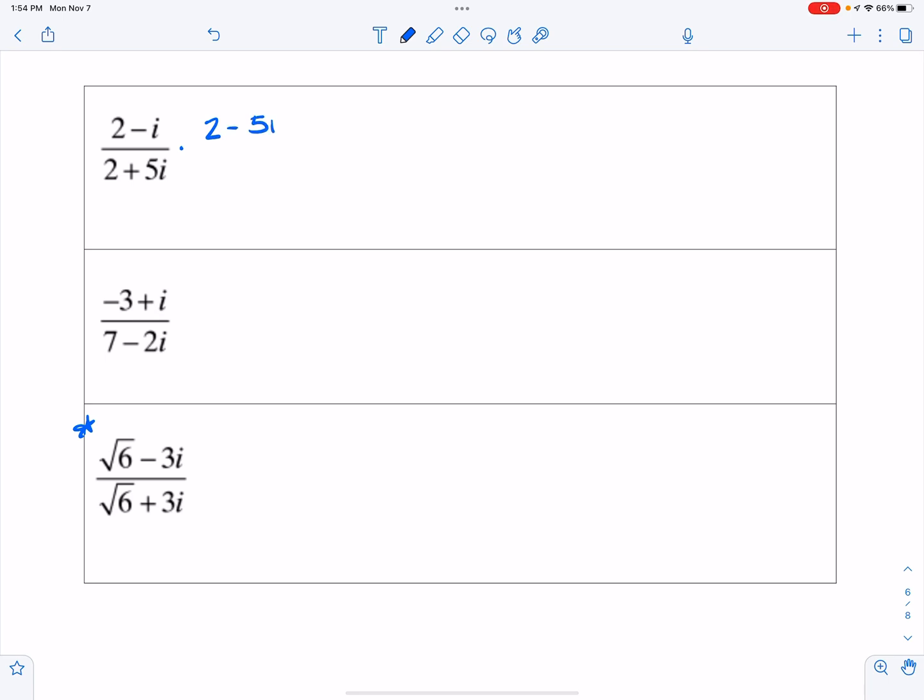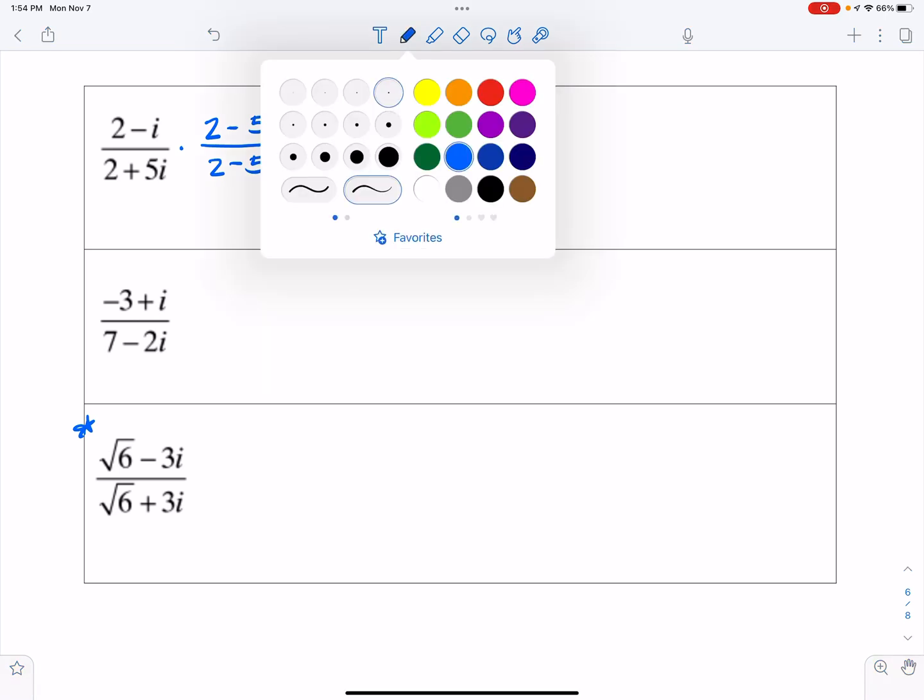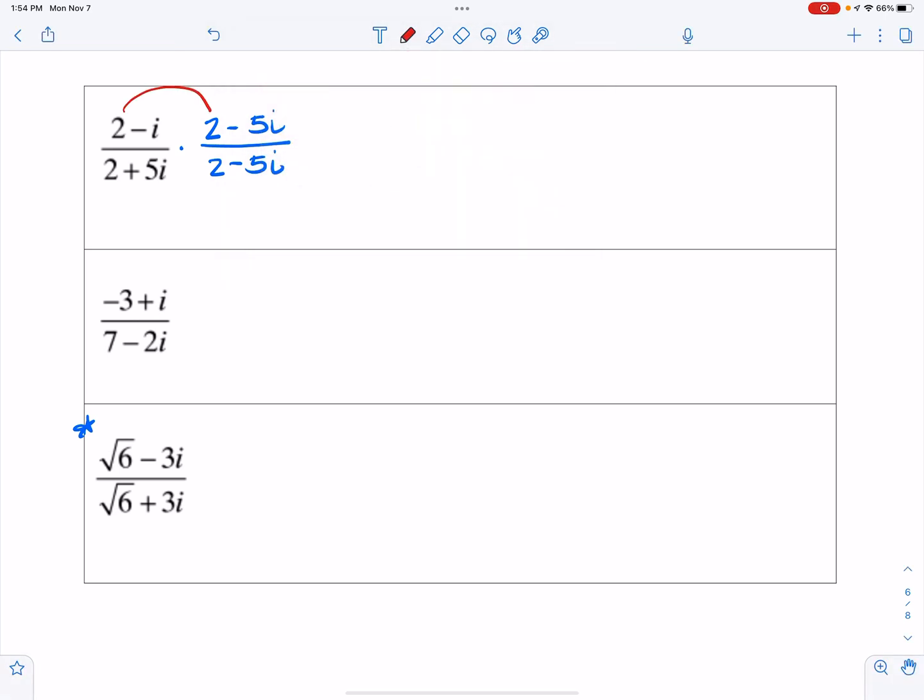We're going to multiply by 2 minus 5i over 2 minus 5i. We are going to have to FOIL. So 2 times 2 is 4. The outer gives me negative 10i. The inner gives me negative 2i. And the last gives me positive 5i squared. All over, 2 times 2 is 4.